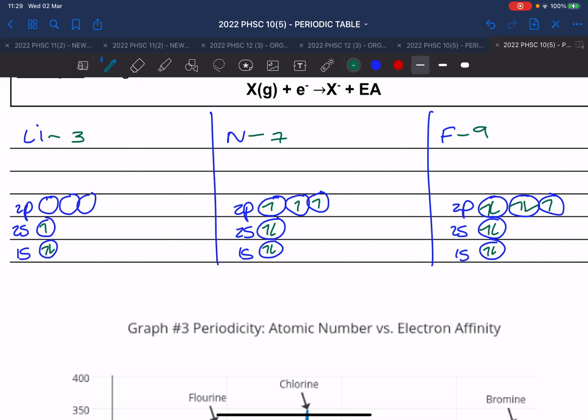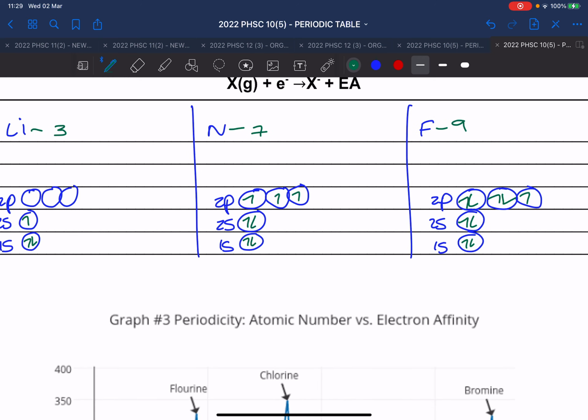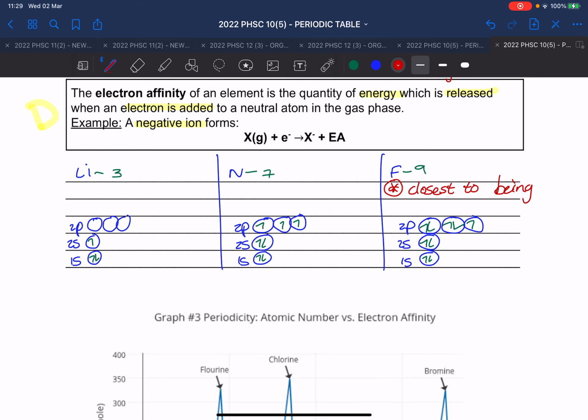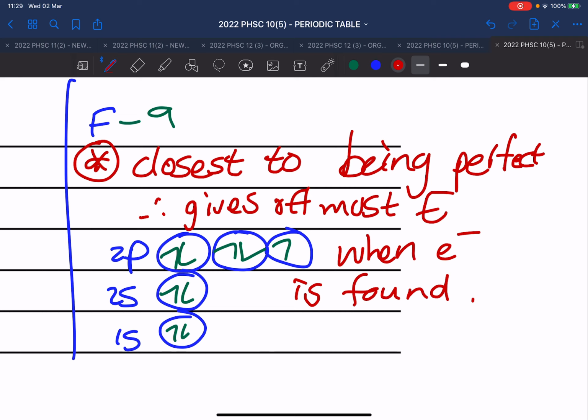Okay, so we can see this one is the closest to being perfect. That means it gives off the most energy when an electron is found. So closest to being perfect, meaning it gives off the most energy when you get that one electron for it to be perfect.